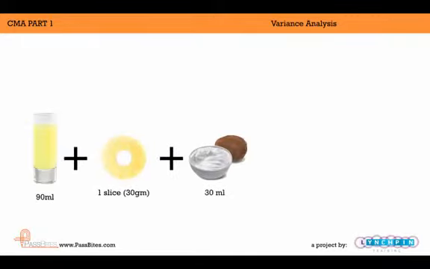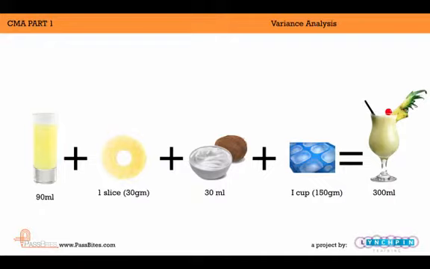Let's take a case of making a cocktail drink, let's say pina colada. For this drink, I need some pineapple juice, some pineapple slices, coconut cream, and some ice. When I mix them all together, it will give me a fresh glass of 300 milliliter pina colada. The recipe is to use 90 milliliters of juice, 30-gram weight of one slice of pineapple, 30 milliliters of coconut cream, and 150 grams of ice.